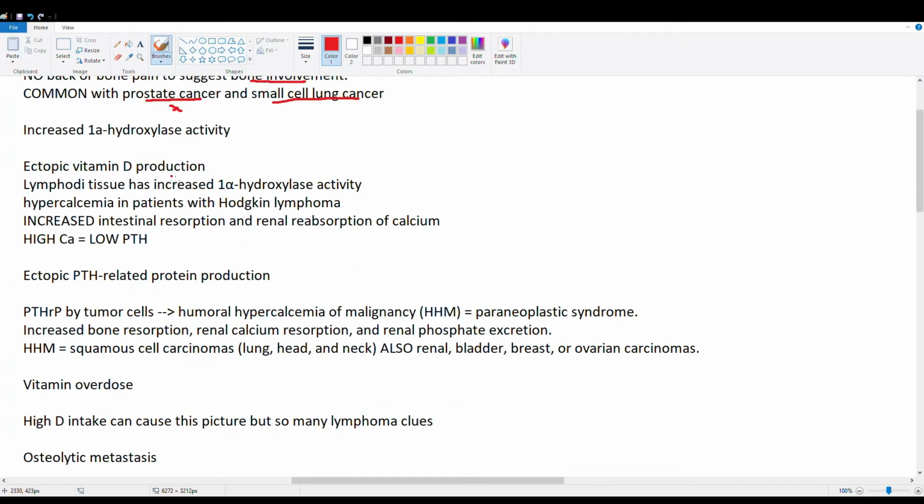Next answer: increased 1-alpha hydroxylase activity.